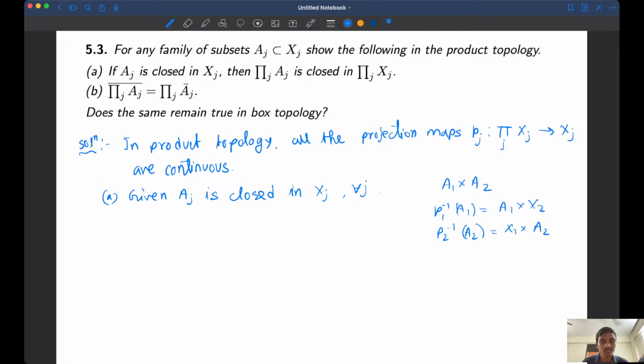So for all j, this implies that pj inverse of aj is closed in this product, xj, for all j. Now you know that any arbitrary intersection of closed sets is closed, right? That is by definition of topology. So if you take the intersection of all this pj inverse of aj over j, that is again closed.